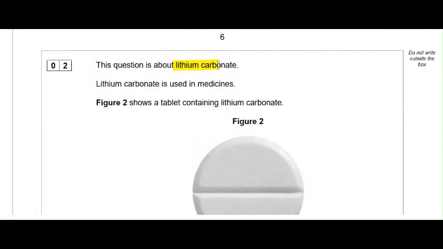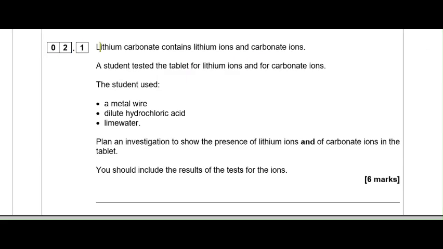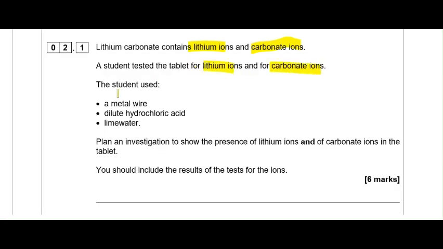Question 2. This question is about lithium carbonate. Lithium carbonate is used in medicines. Figure 2 shows a tablet containing lithium carbonate. Here's figure 2. Lithium carbonate contains lithium ions and carbonate ions. A student tested the tablet for lithium ions and for carbonate ions. The student used a metal wire, dilute hydrochloric acid, lime water. Plan an investigation to show the presence of lithium ions and of carbonate ions in the tablet. You should include the results of the tests for the ions, and this is a 6-mark question.